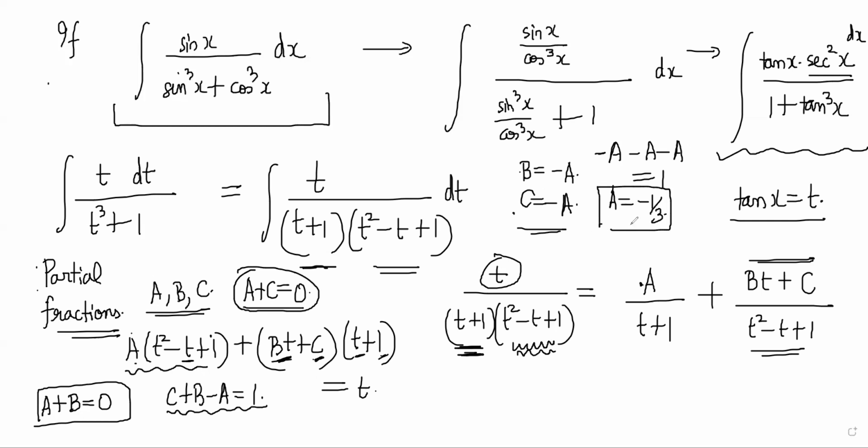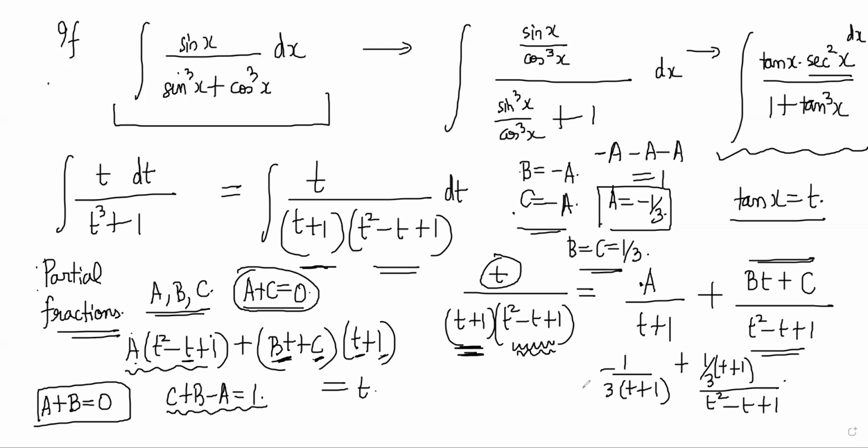Yeah. A is minus 1 by 3, so B is equal to C is equal to 1 by 3, right? Sure. So therefore my partial fraction expansion is what? Minus 1 by 3 times 1 by t plus 1, and B and C are both 1 by 3, so it is 1 by 3 times t plus 1 by t square minus t plus 1, right? I hope everybody has understood what I have done. Yeah, yes, sir.